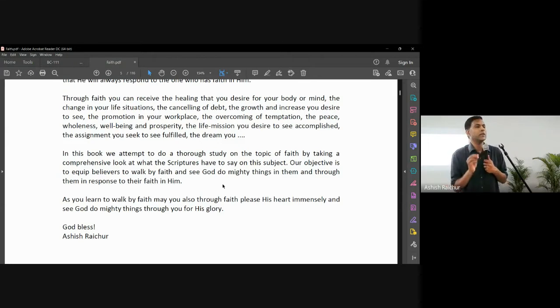2 Corinthians chapter 9, verse 8 was a favorite verse and still is a favorite verse. Paul says in 2 Corinthians 9:8, God will make all grace abound toward you, that you always having all sufficiency in all things will abound to every good work. 2 Corinthians chapter 9, verse 8.